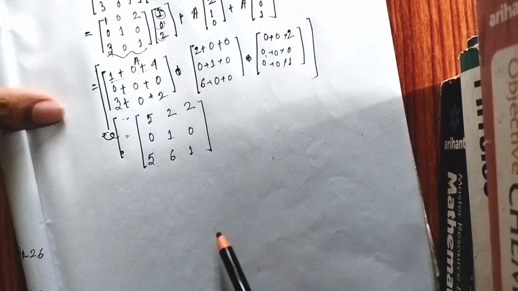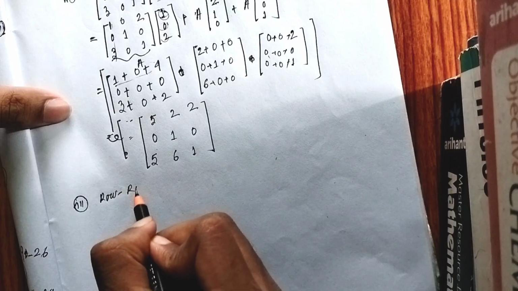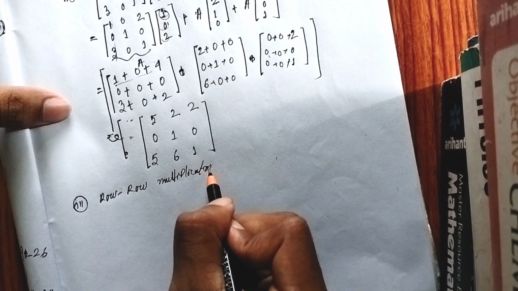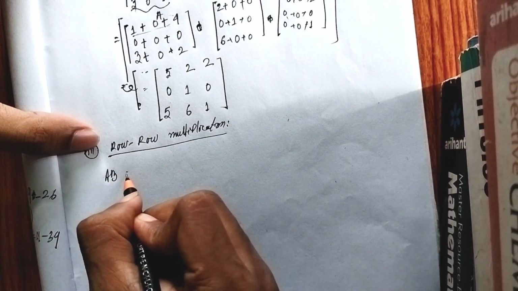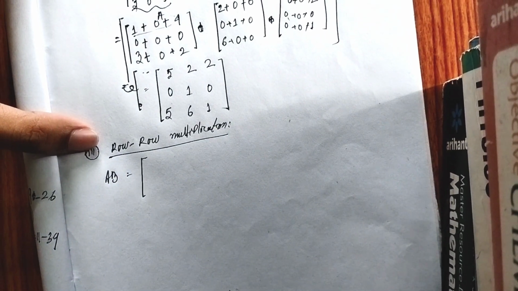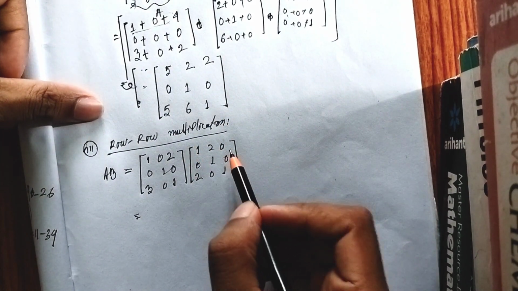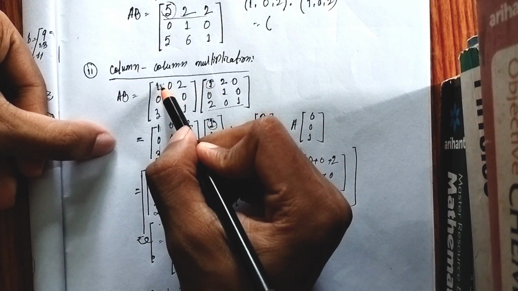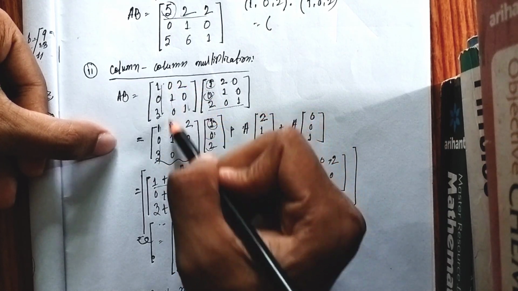Now the third process is row multiplication, after column multiplication. Row multiplication of A and B uses the rows of A and the rows of B. Row multiplication is just like column multiplication. Here we start with this one, multiply this one with this, then this one with this, and ultimately add up, and we have the first column.